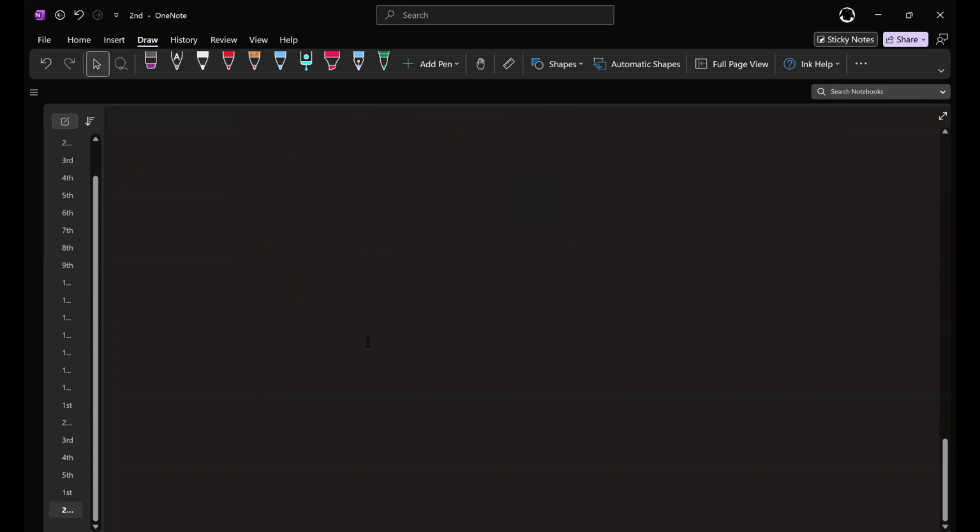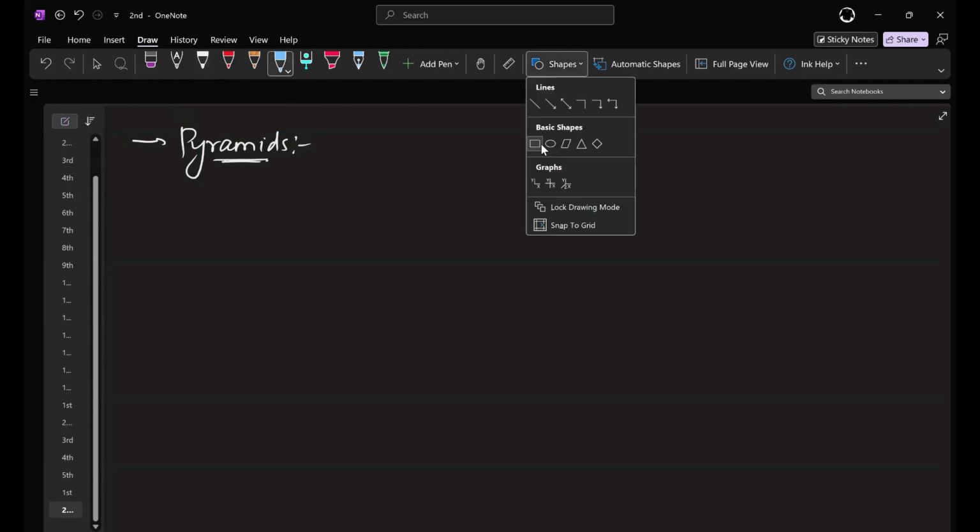Now there is another topic called pyramids. Okay. So just a second. I'll draw two pyramids for you. The first one will be with a rectangular base.